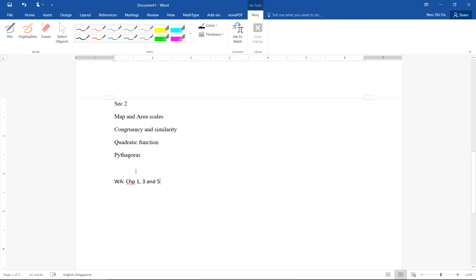For your WA when you return, these will be the topics that you'll be tested on: Chapters 1, 3, and 5. Chapter 1 will be proportion, direct and inverse proportion, and map scale. Chapter 3 will be algebraic fractions. Chapter 5 will be simultaneous equations.